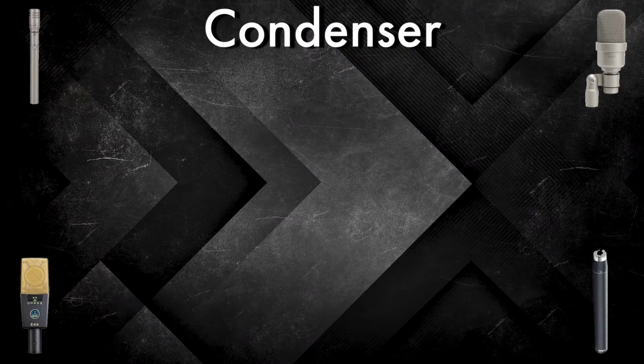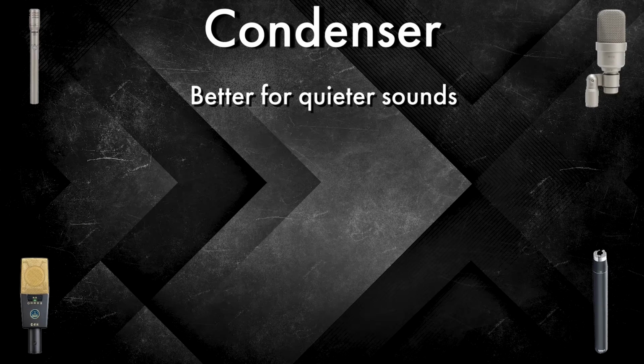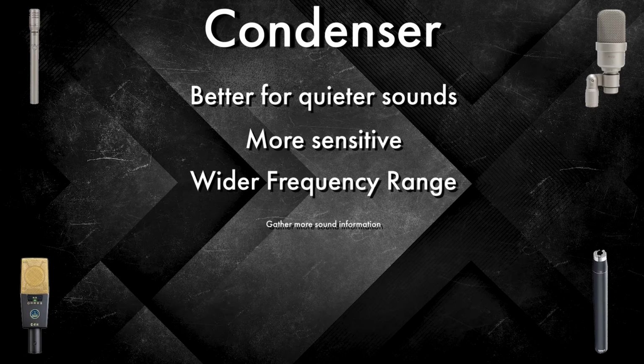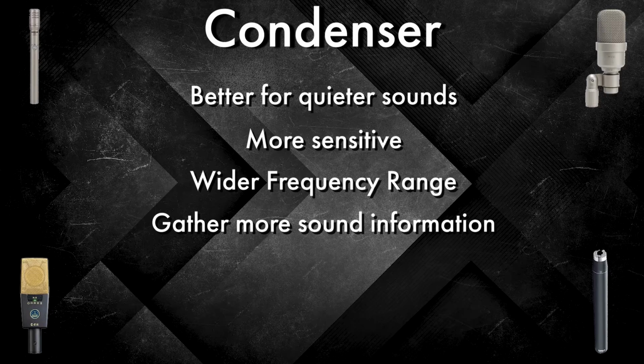Condenser microphones are better suited for quieter sounds. They can handle loud sounds, but not as well as dynamic microphones, and you wouldn't see a condenser mic pointed at an amplifier at a concert. Condenser mics are more sensitive, accommodate a wider range of frequencies, and gather more sound information than dynamic microphones.